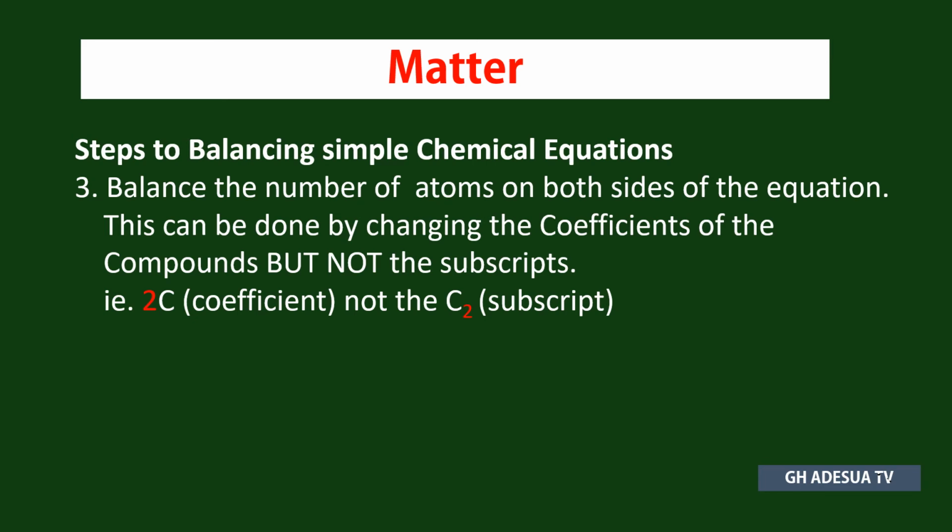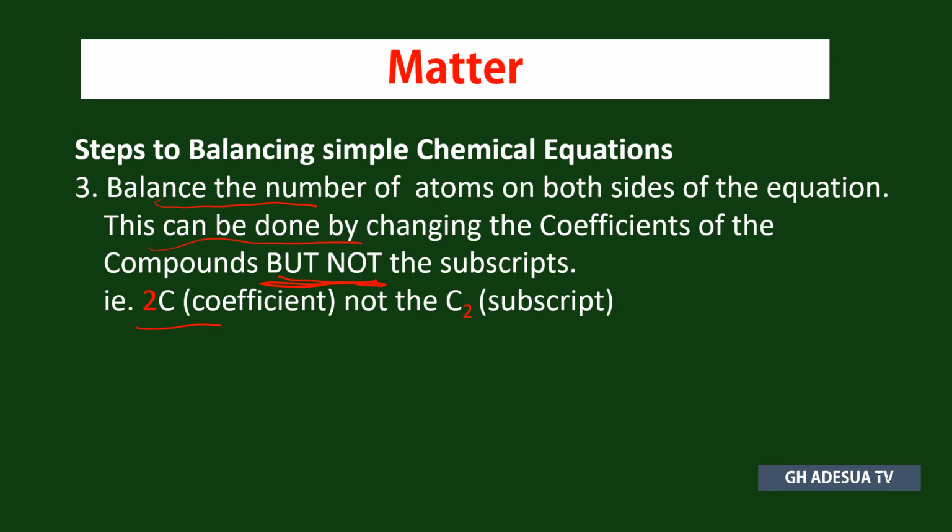Then the third point is to balance the number of atoms on both sides of the equation. So on the left hand side, if you have 4 carbons, on the right hand side you are supposed to have 4 carbons, just like you do for a regular equation in mathematics. Now this can be done by changing the coefficients of the compounds but not the subscripts. So you can change the coefficients but not the subscripts.